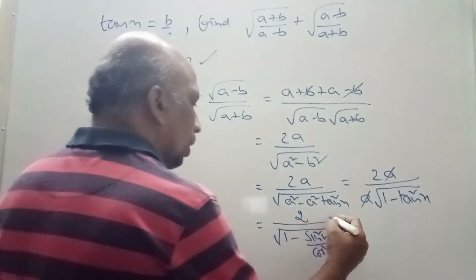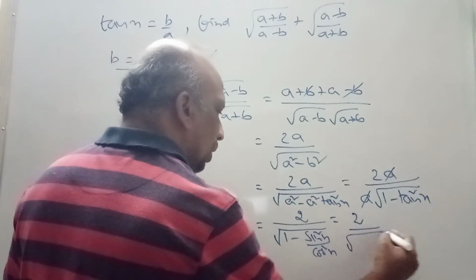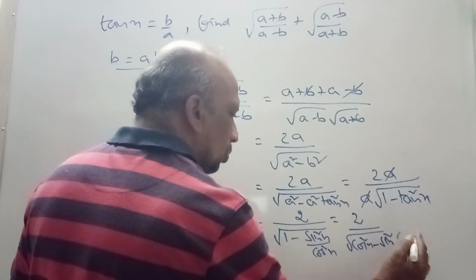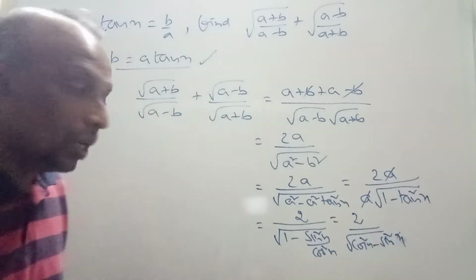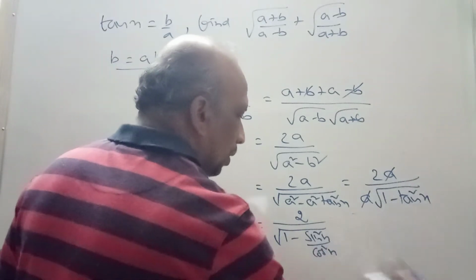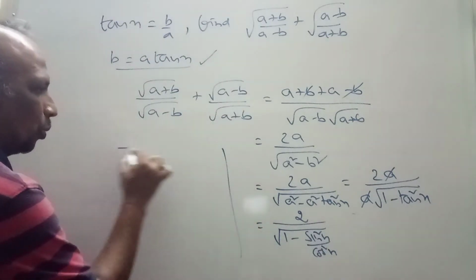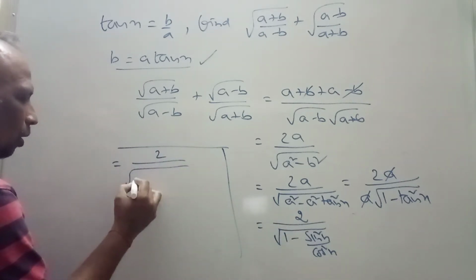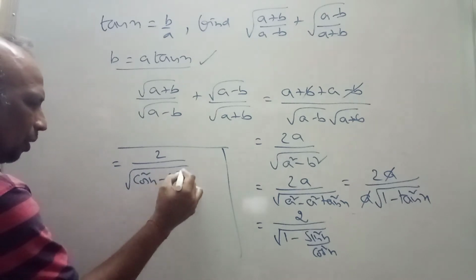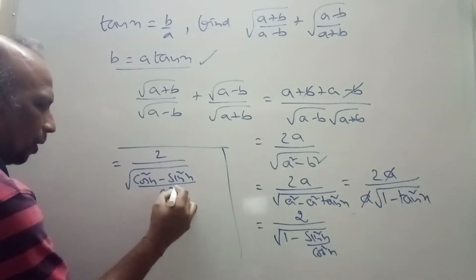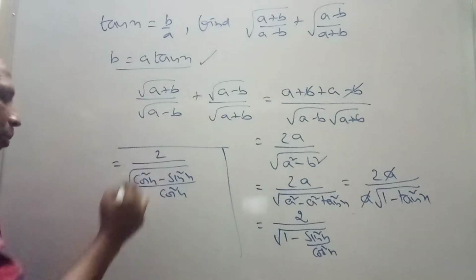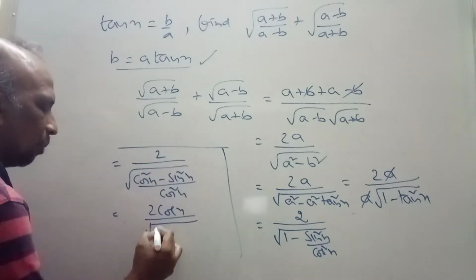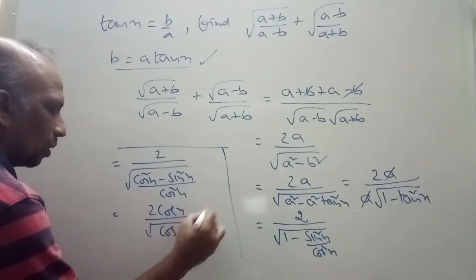Correct? Now I take this one, you will get 2 into, if I take LCM, it will come cos square x minus sin square x, right? You will get cos square x minus sin square x. You can observe here. Otherwise I will continue this stuff here. This I will get 2 by root of (cos square x minus sin square x) by cos square x. Root of cos square, if we take it up, this will become 2 cos x by root of cos square x minus sin square x, and we have cos 2x, right?